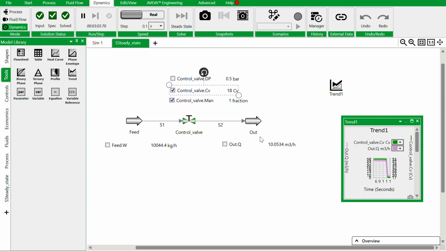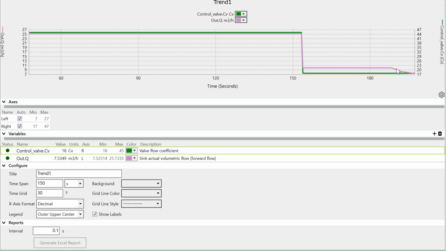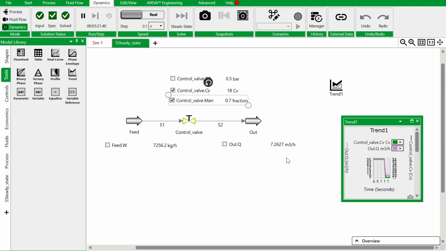For this also we can change to 70% opening. You will get the differences here after 70% opening, that drops the flow rate from 10 meter cube to I think approximately 7 meter cube. You can check the simulation in running stage here.